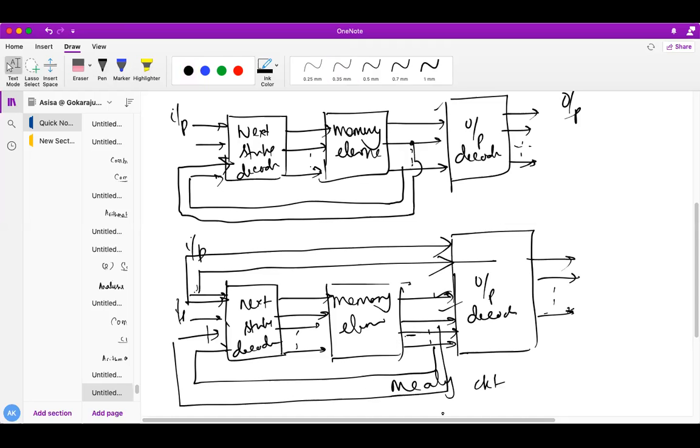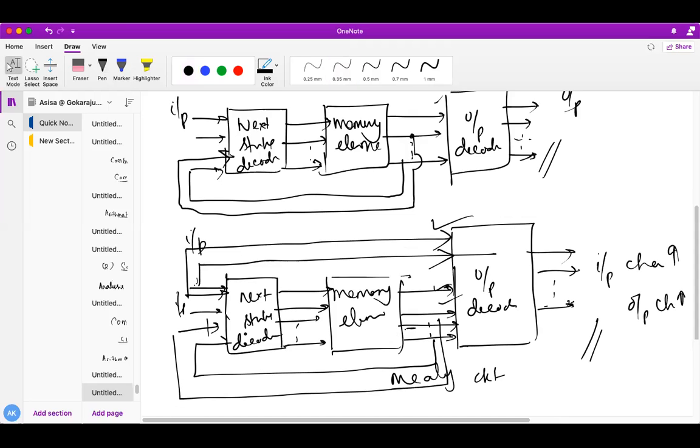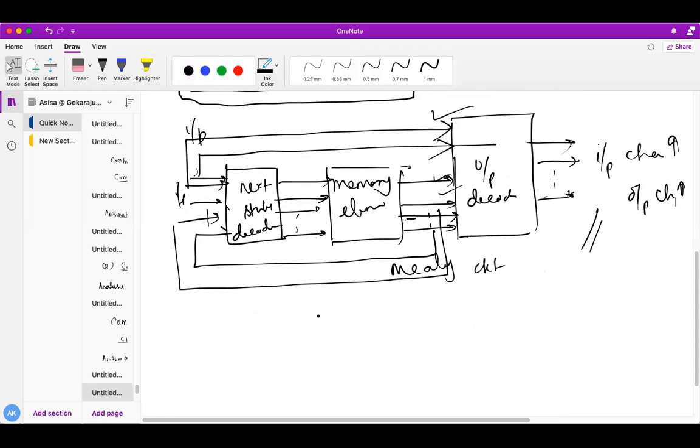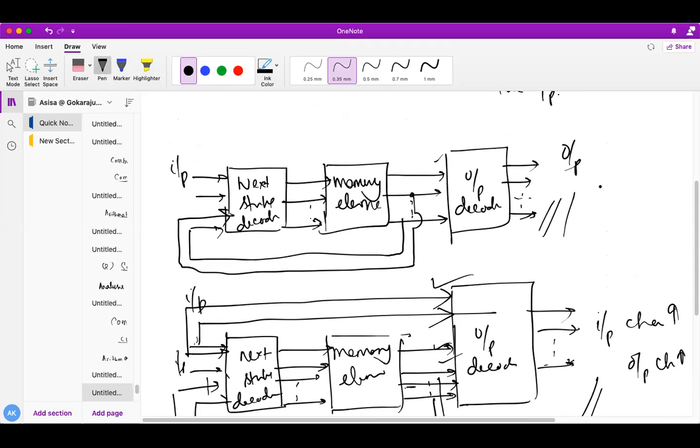Another thing: input changes don't affect the output for the Moore circuit, but in the Mealy circuit, input changes will affect it because the input is directly connected to the output decoder. So if the input changes, then the output is also going to change. And the next thing: in the case of the Moore circuit, the number of states required to implement the function is more compared to the Mealy circuit. These are the differences between the Mealy circuit and the Moore circuit.